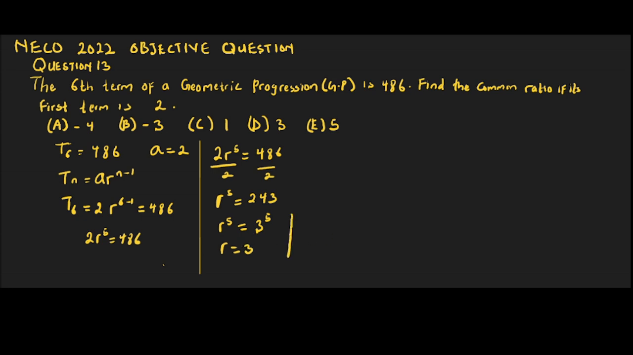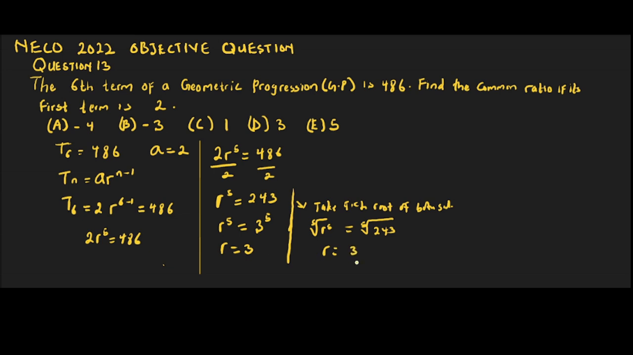Or alternatively, from here, we can also solve it like this. Here what we just need to do is take the fifth root of both sides. Then we have r raised to power 5. Then this will give us r, and the fifth root of 243 is going to give us 3.